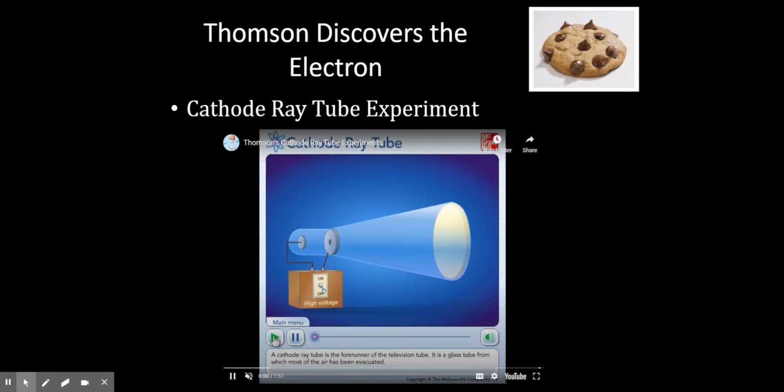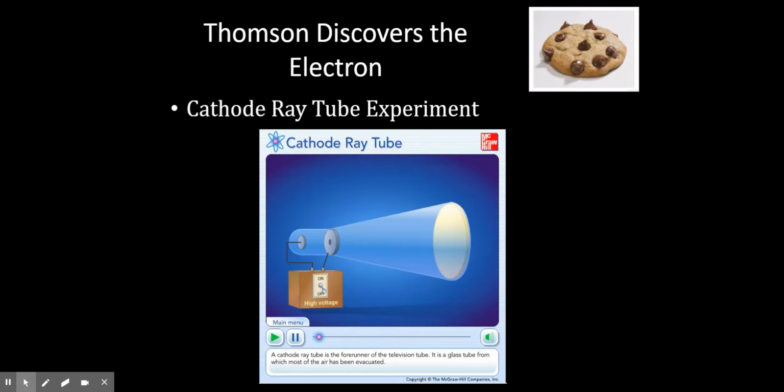So I'll show you a quick highlight of this. Again, this is what old TVs used to be made out of. When the voltage was switched on, these cathode rays would form a beam and be detected on the screen. And what Thomson did is he did this with multiple metals and found this to be true.